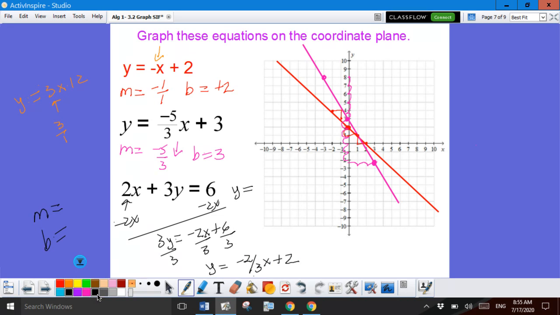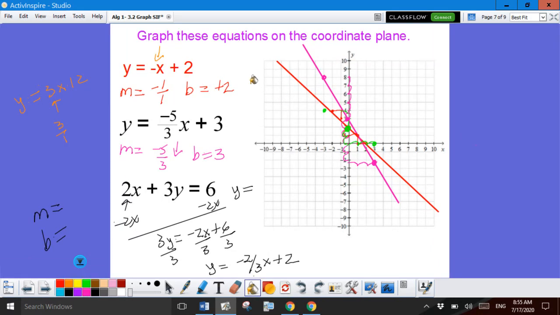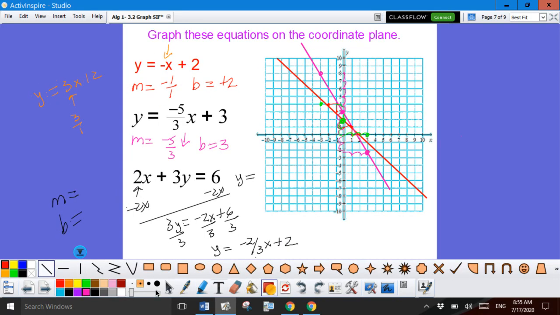So if I graph this guy, I think we'll do green this time. We're going to be starting on the same point. So there's +2. And again, it's negative, so my line should be going down. 1, 2, 1, 2, 3. 1, 2, 1, 2, 3. And we are running less steep this time.